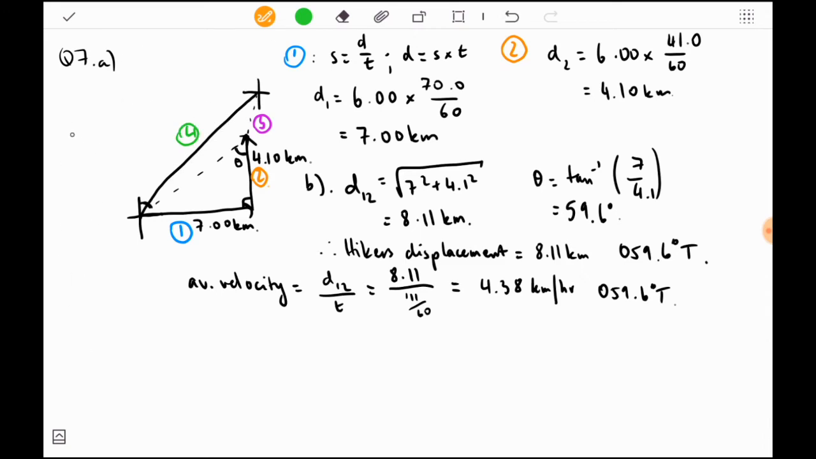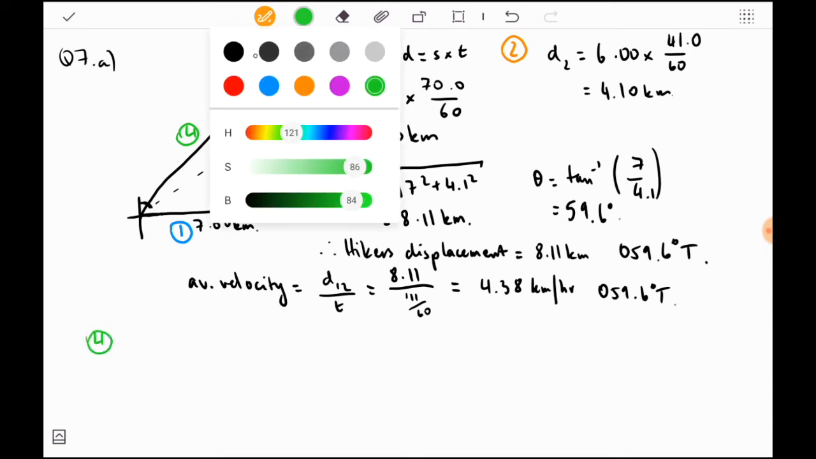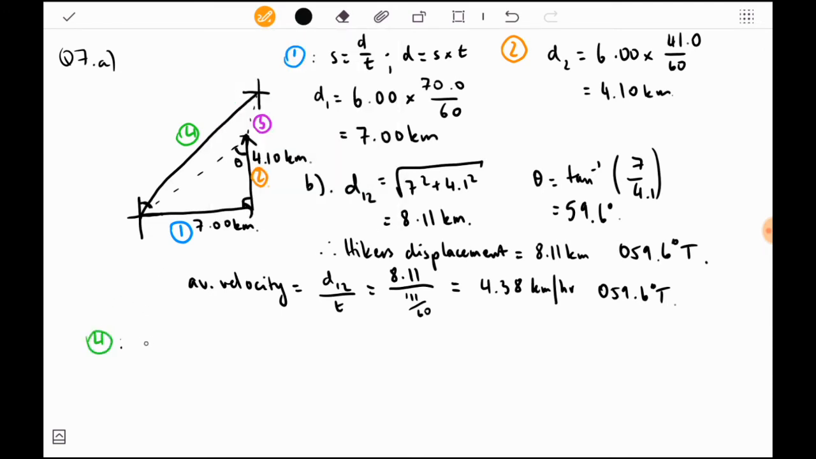So for part 4, I'm going to put down here, their distance will be 6 times 1.5, which is just 9 kilometers. So that's 9 kilometers. And because it's southwest, we know that this angle here is 45 degrees, same as this angle here.